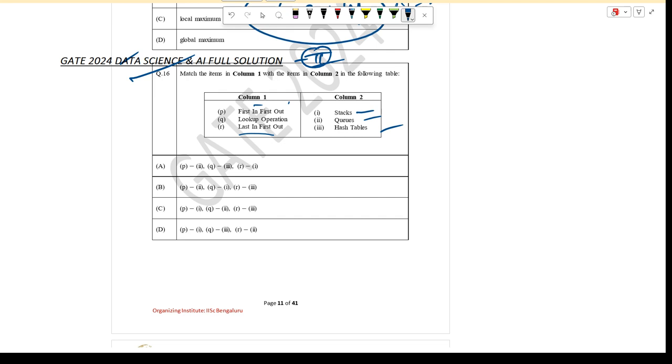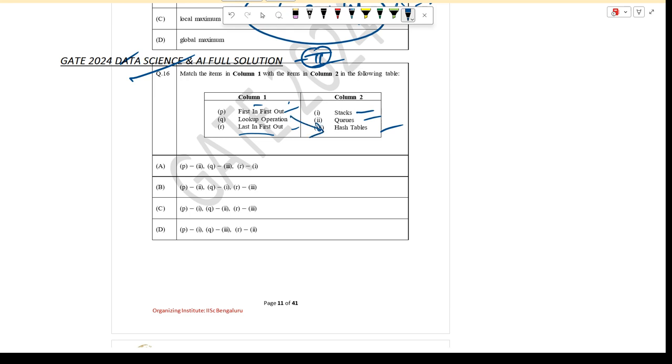added to the queue and the first one to be removed. ठीक है. Second is the lookup operation, which is commonly associated with the hash tables, which has data stored and retrieved based on a key. So directly ये तो इसके साथ हो ही गया.